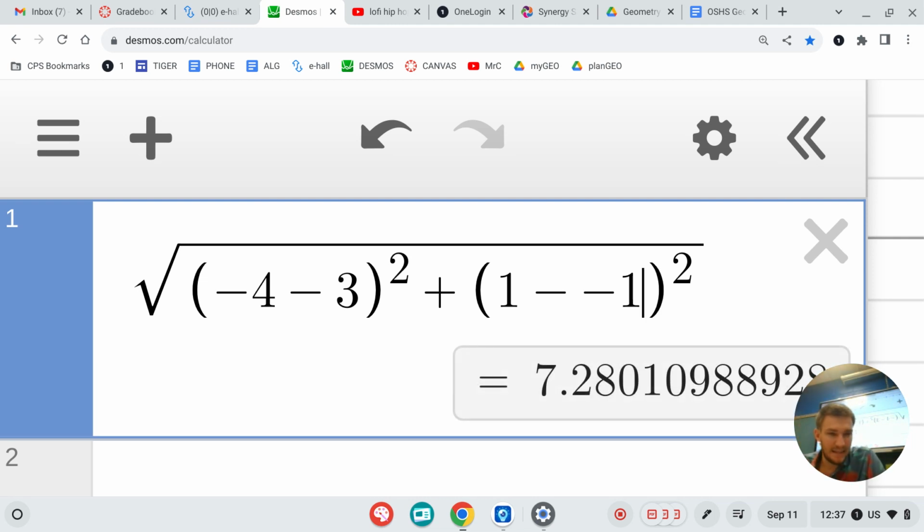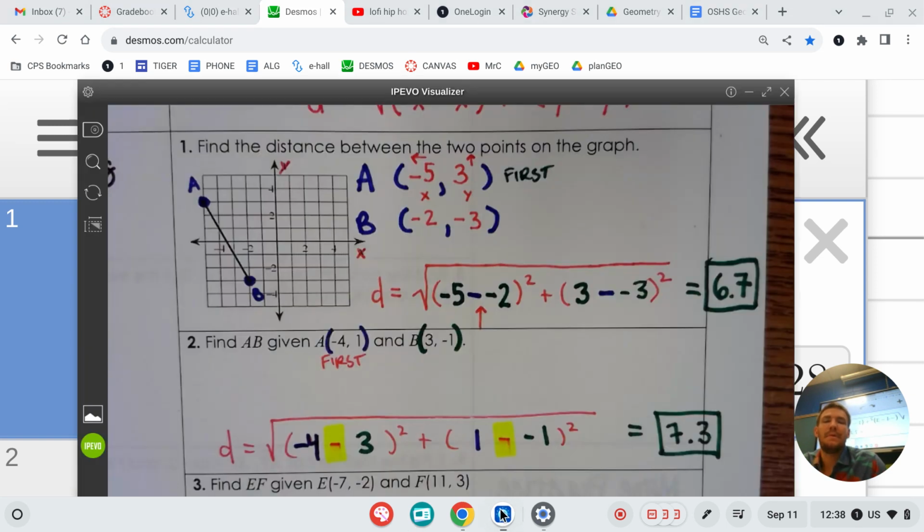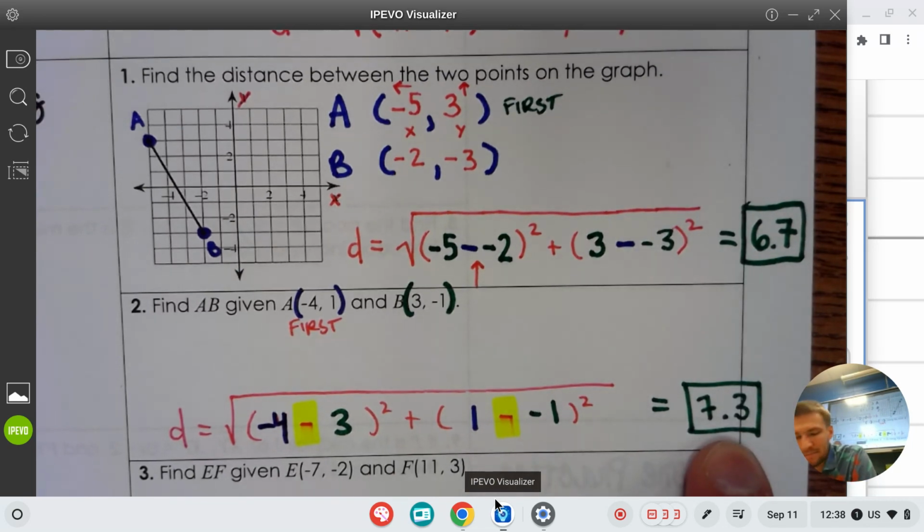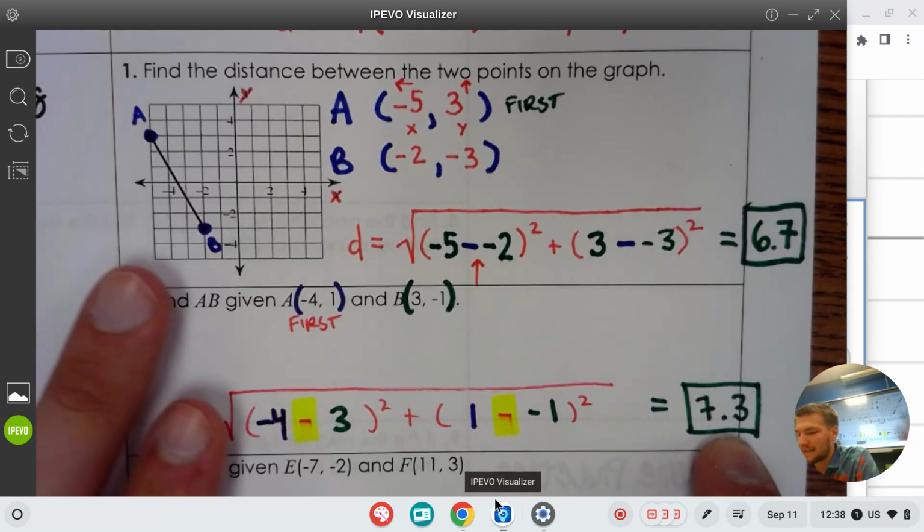This time I'm seeing 7.28. I said 1 decimal is fine. Are we going 0.2 or 0.3? Rounding up to 0.3, because if you have 5 or higher, you're rounding up. So I've got 7.3 as my distance.